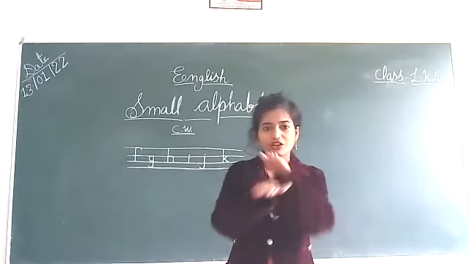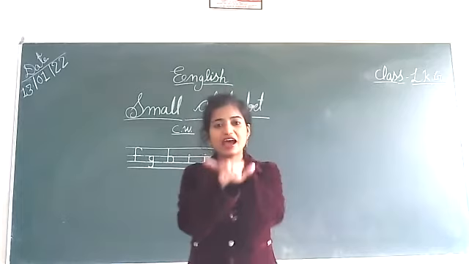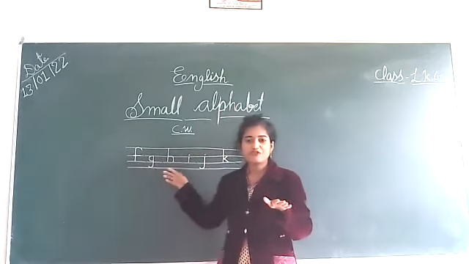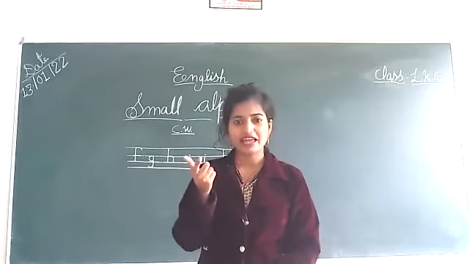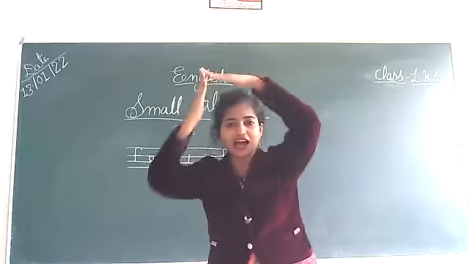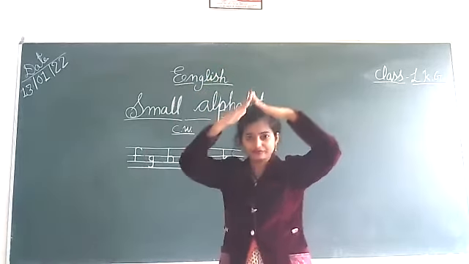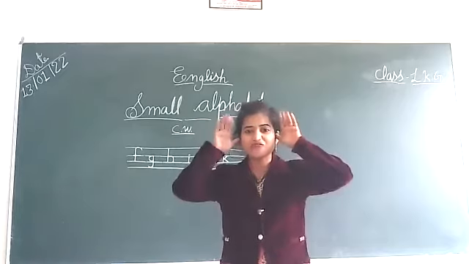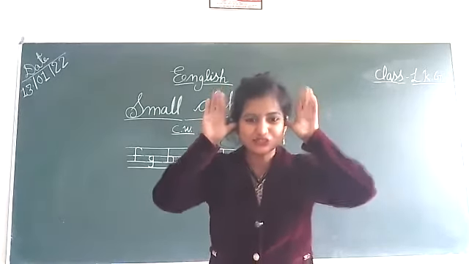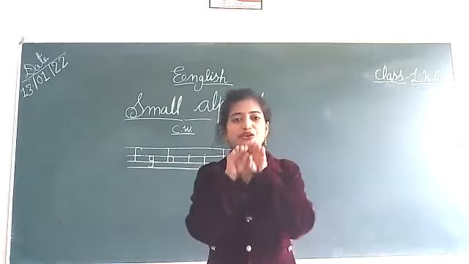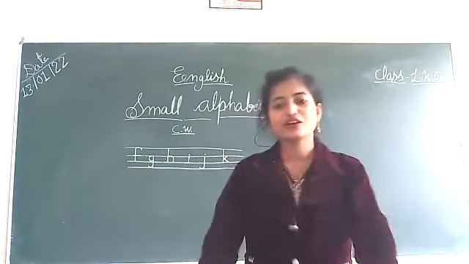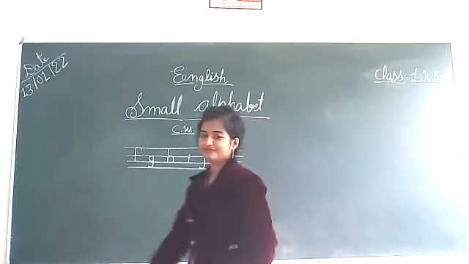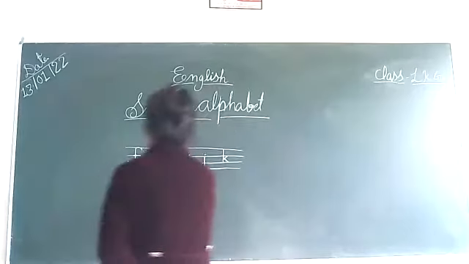Yes. F for fish. Make a fish. G for grape. H for house. I for ink pot. J for joker. K for kangaroo. Okay, show me your notebook. You wrote? Okay, very good. Now, next line.